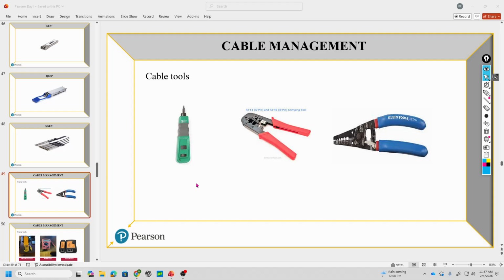These are some cable management tools. On the left, we have what's called a punch down tool. The little piece on the end comes out and flips over. There are 2 sides, one that's for the old 66 block and one that's for the 110 block. In the middle, we have a crimping tool for RJ11, RJ45, where we build cables. And then, of course, a wire stripper, to be able to strip the wire back.